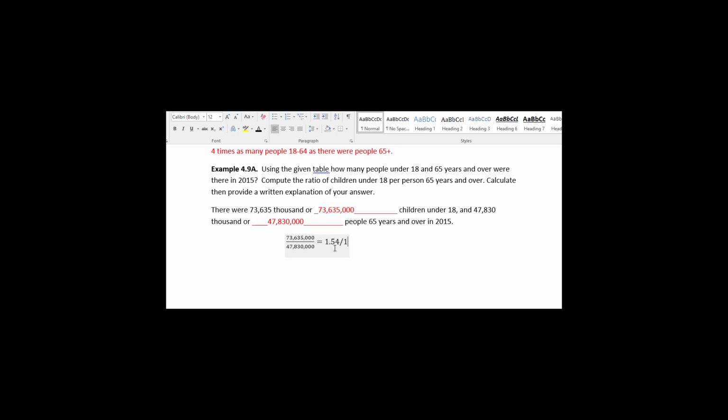So there's about 1.5 times as many. That's why I'll leave that one for you actually. So it's 73,635 divided by that, I get that. So these two ratios are the same. Now how can you interpret that? What does this mean?